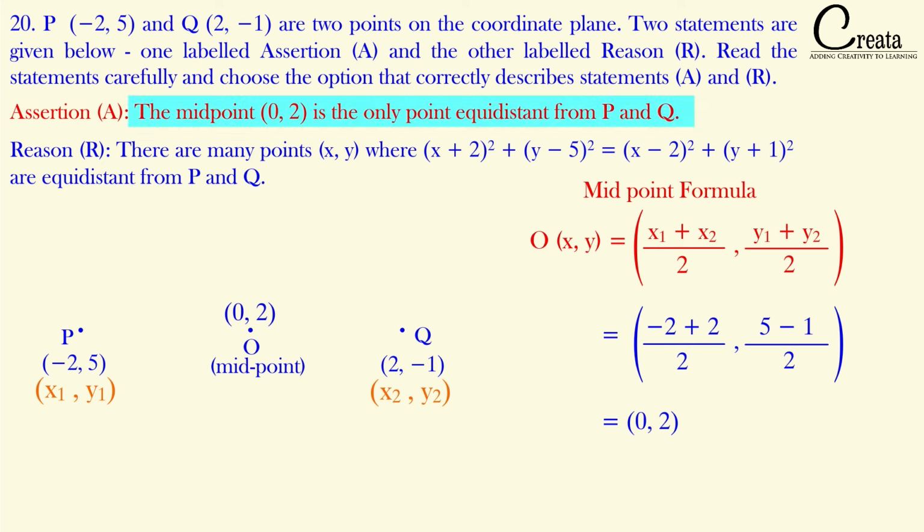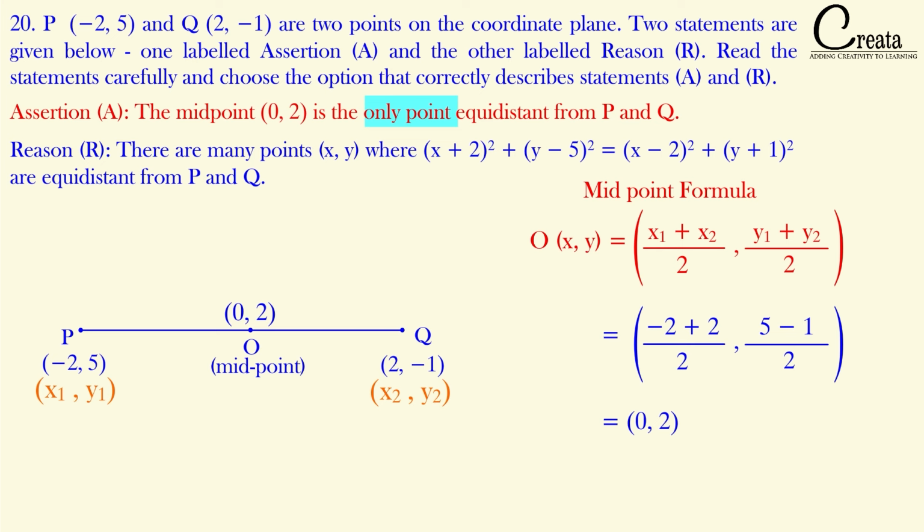It is given that the midpoint is the only point equidistant from points P and Q. Is it? The midpoint is equidistant from the points P and Q. This is true. The midpoint is the center point. It will be equidistant from both points. So the midpoint is equidistant from both points. This is true. But is the midpoint the only point which is equidistant from the 2 points? No, we have several points which are equidistant from the points P and Q.